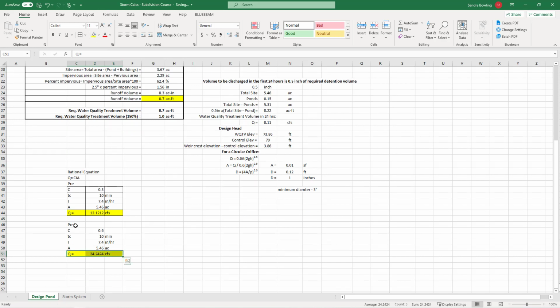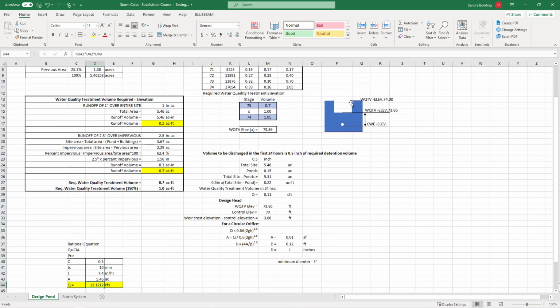Now, out of our pond, we are only allowed out 12. So we have to hold on to approximately 12, right? So that's what this control structure does. It discharges out a certain volume of water. So there's also equations that allow a certain amount of discharge out.